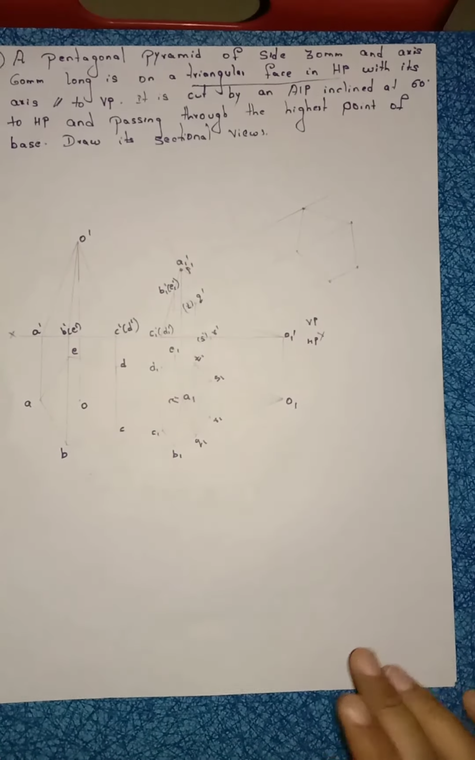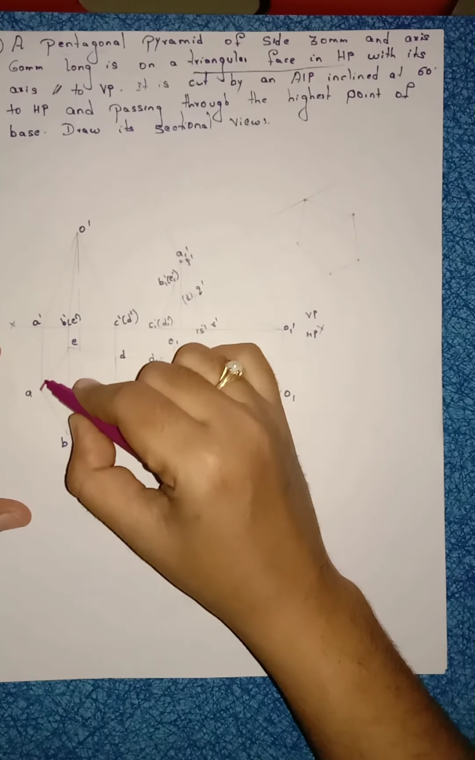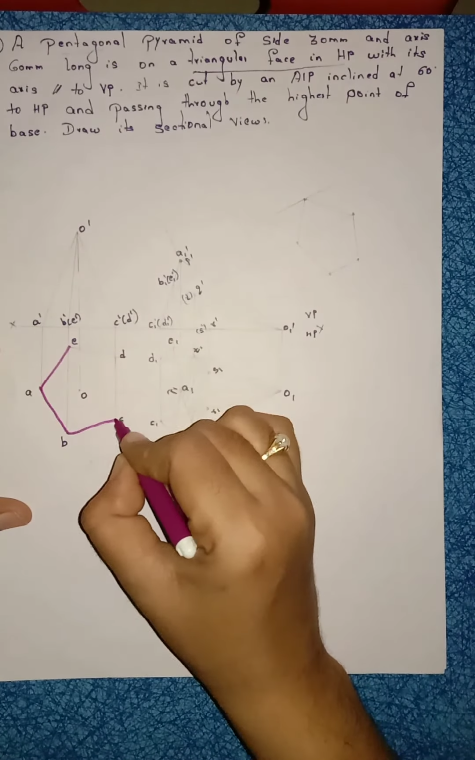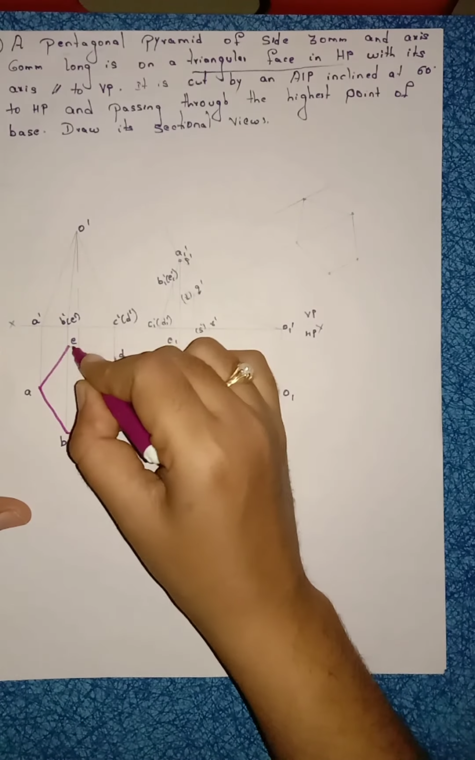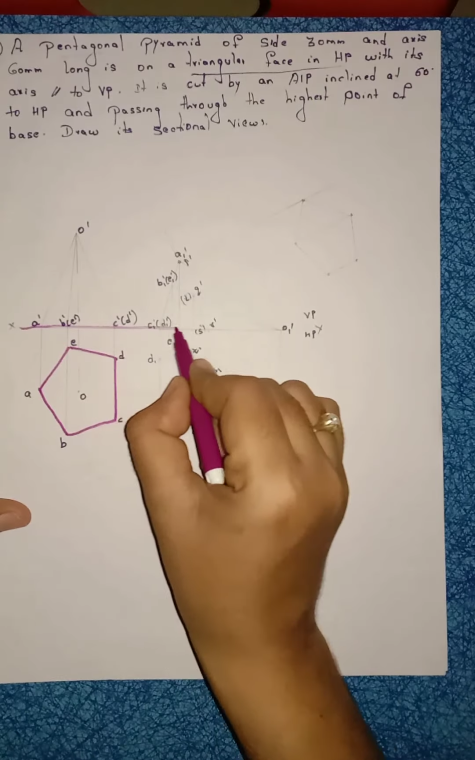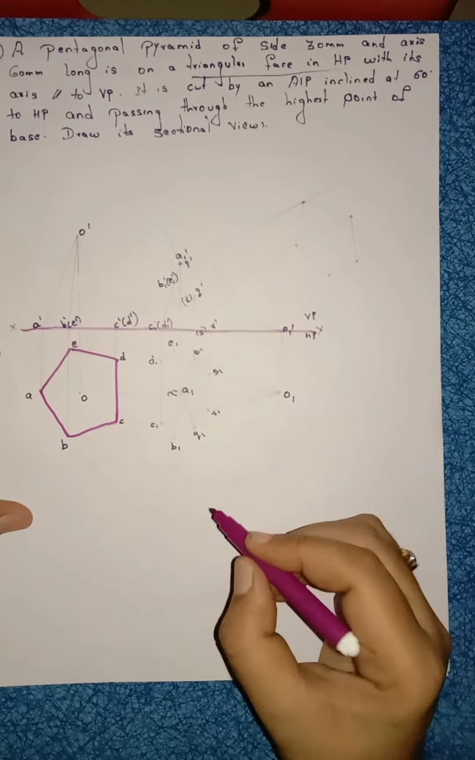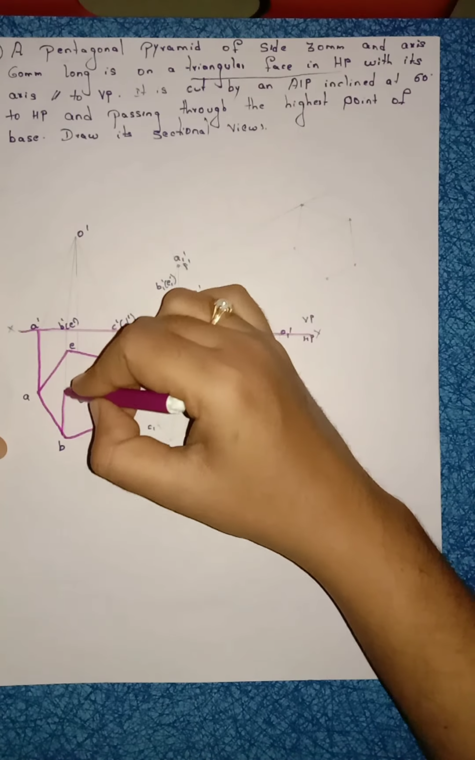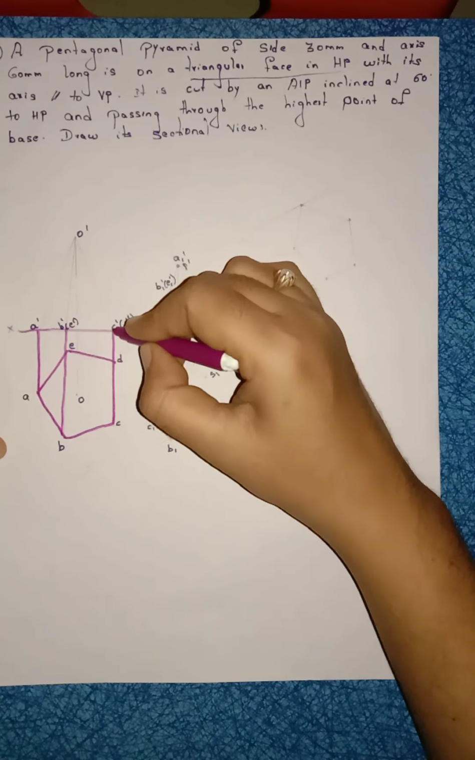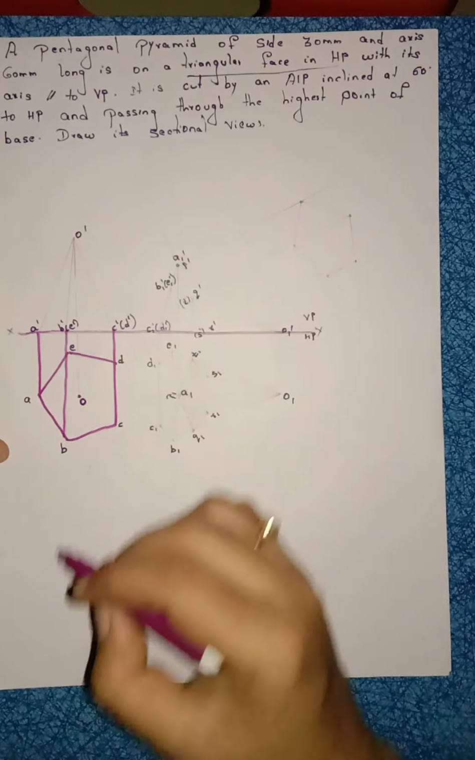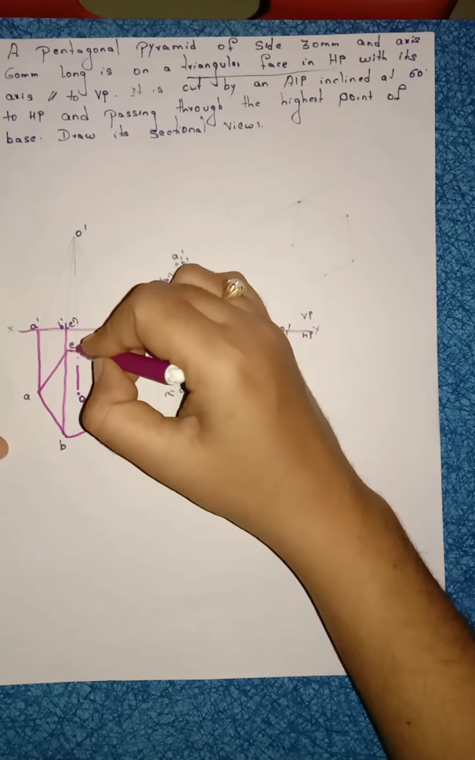So first construct the pentagon. Name it as A, B, C, D, E, right? Leave 5 mm gap. Draw the reference line XY, right? From A project the line. From B and D project the line. From C and D project the line. Mark the midpoint of the pentagon. Name it as O. From O, draw the axis line.